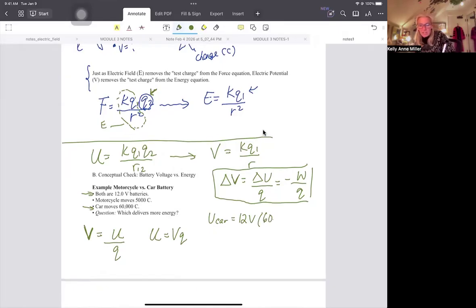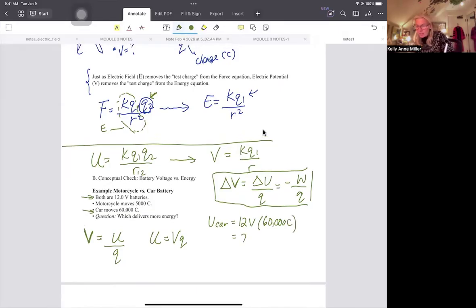So 60,000 charges, C, right? And so that is going to have an energy of like 7 times 10 to the power of 5 joules, compared to the potential energy of the motorcycle battery, which again is 12 volts. It's a 12-volt battery, but that battery can only move, say, 5,000 charges, right? And so the potential energy of that battery is like a whole order of magnitude less.